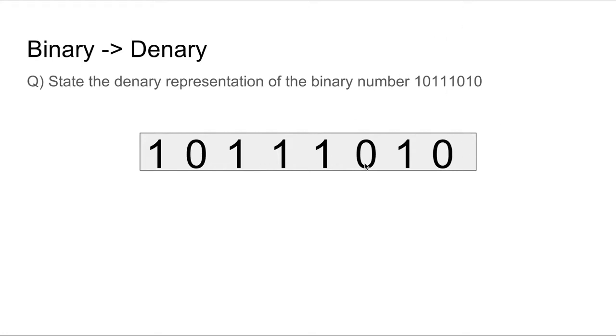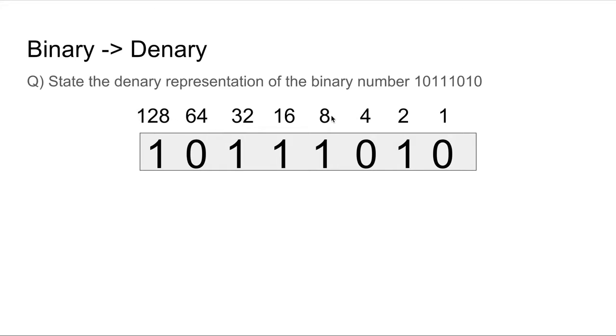So the first thing I would do is write the denary representation of each digit above each binary digit. So the first digit would be 2 to the power of 0, which is 1. The second digit, 2 to the power of 1, which is 2. The third digit, 2 to the power of 2, which is 4. The fourth digit, 2 to the power of 3, which is 8, and so on. You notice that these numbers double. So that's an easier way to do it. Start with 1, then keep doubling, because we're using base 2 for binary.